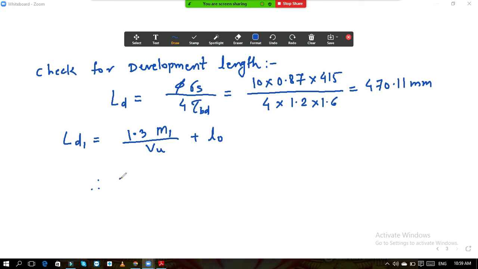So therefore M1 is equal to how much? It is MU by 2. So it is 10.05 divided by 2. So it works out to be 5.025 kilonewton meter. This is the value of M1. VU is already known to you.